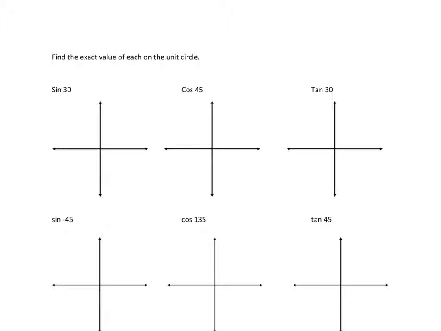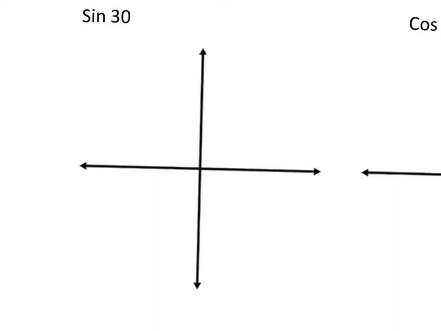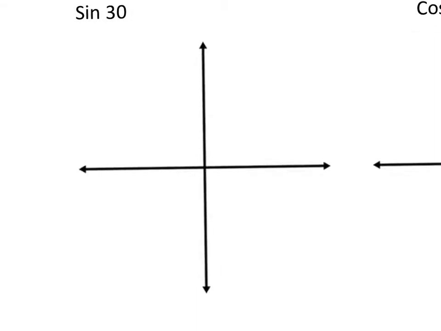Okay, so now we're going to find the exact value using SOHCAHTOA. I'm going to zoom in right here. I'm going to do sine of 30 first. So first what you need to do is draw a 30-degree angle. A 30-degree angle is positive 30, so it's going up right here. Then I'm going to draw what's called a reference triangle. The reference triangle is a right triangle that has the right angle perpendicular to the x-axis. It's always drawn perpendicular to the x-axis. So I'm going to label my 30 degrees.